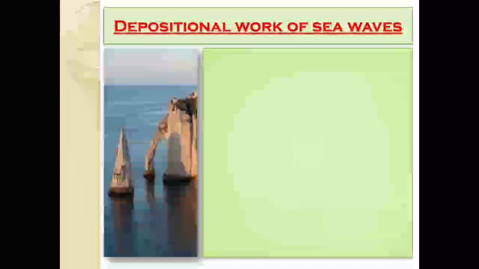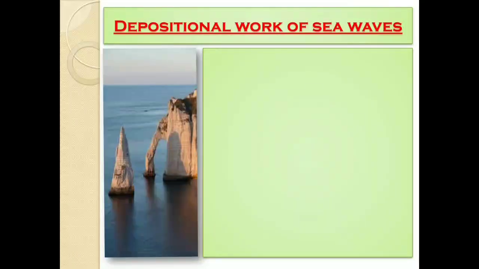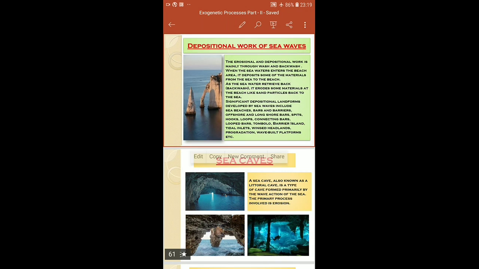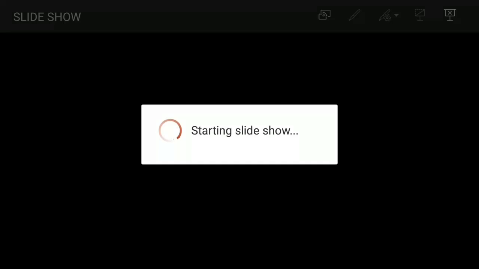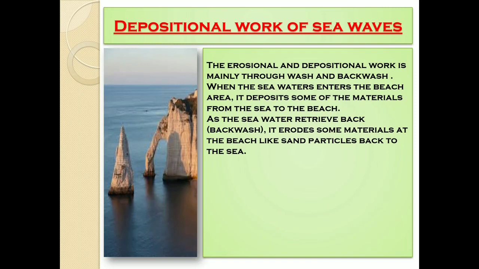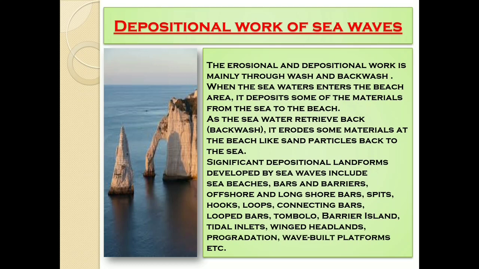Depositional work of sea waves. You can see a picture of depositional work of sea waves. The erosional and depositional work is mainly through swash and backwash. When the sea water enters the beach area, it deposits some of the materials from the sea onto the beach. As the sea water retreats in backwash, it erodes some materials at the beach, like sand particles, back to the sea.